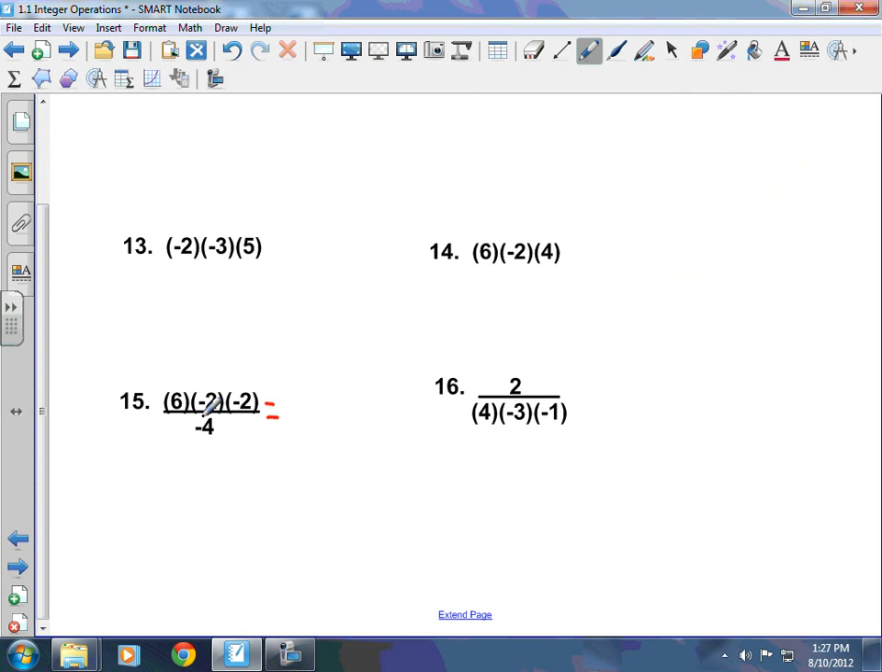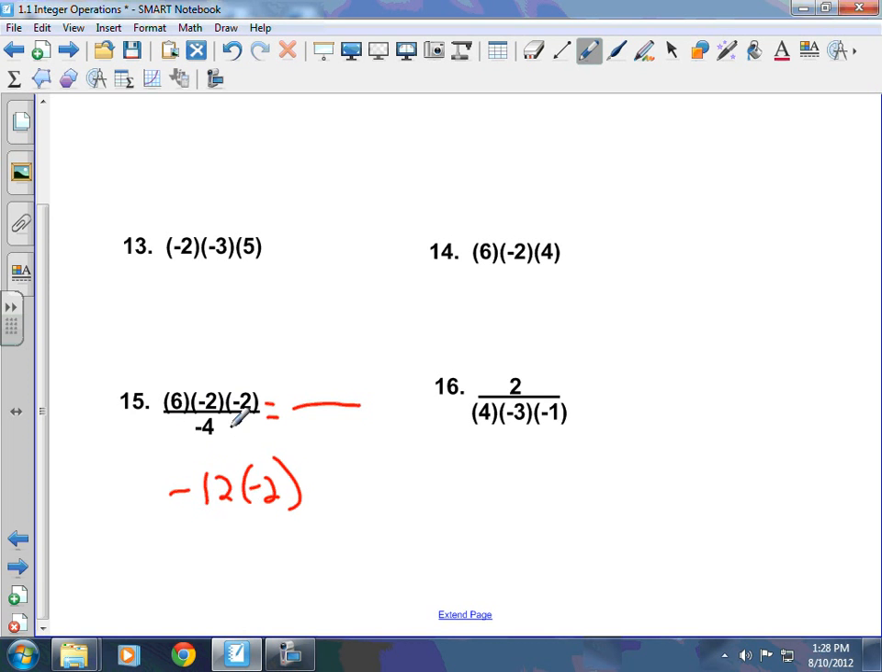How am I going to do number 15? Well, the first thing you have to do is you have to simplify the top. So, we're going to take this 6 times negative 2. Is my answer going to be positive or negative? That's right, it's going to be negative. 6 times negative 2 is going to give me a negative answer. It's going to give me a negative 12 times negative 2.